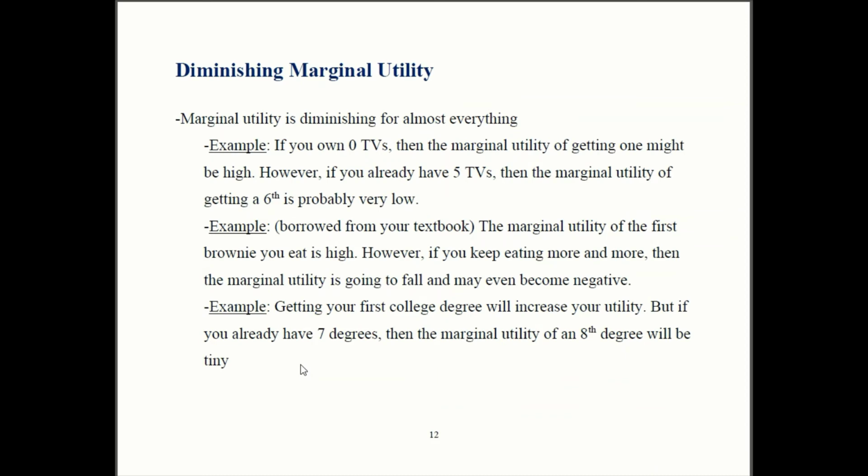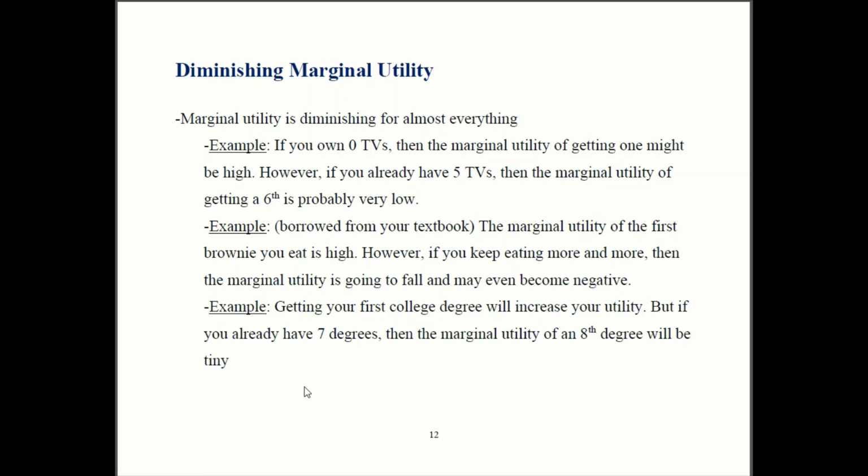So I used movies in my first example, but it applies to so much more than that. That's why it's called the law of diminishing marginal utility instead of just that one weird example of diminishing marginal utility. Let's talk about televisions. If you have 0 TVs, then buying your first TV could give you a lot of utility, could make you much more satisfied, give you a lot of entertainment. So the marginal utility, the extra utility you get from buying one TV, could be a lot.